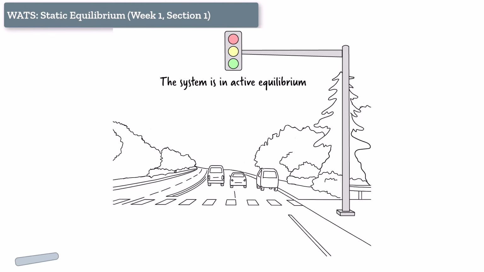Together, these reactions at the base prevent both rotation and horizontal sliding, maintaining active equilibrium. This is the kind of active equilibrium that structural engineers care about. Forces are present and constantly acting, but they're in balance. The system remains still, not because nothing is happening, but because all the happenings cancel each other out.